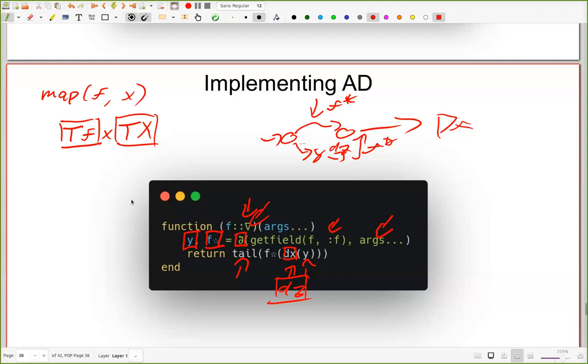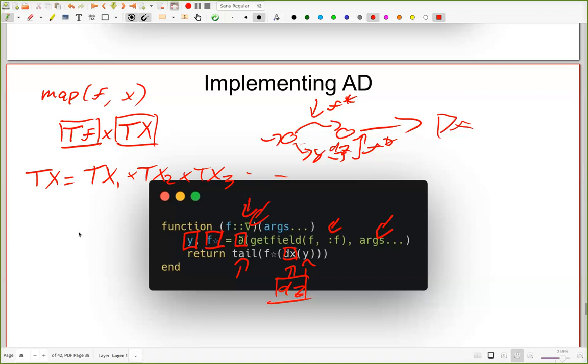And if x is some vector, this tangent space of x will be some product of the tangent space of the first index times the tangent space at the second index times the tangent space at the third index, and so on. But the function might be a lambda. It might be something like that. What you pass to map might be something like lambda x, x plus y. Right.